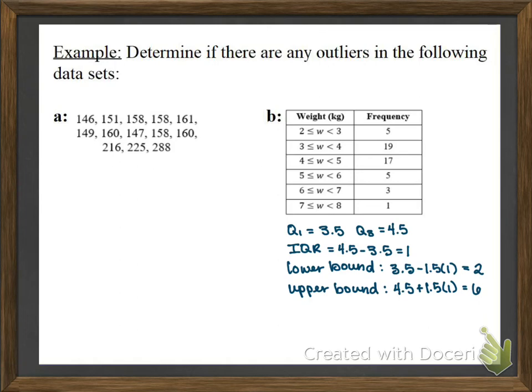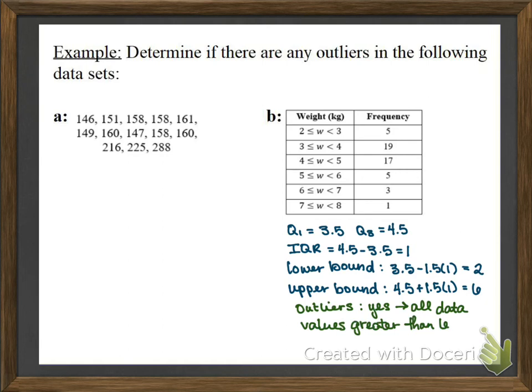If we look at our table, we have 3 data values between 6 and 7. Now here's the catch with that column. We don't know what those values actually are. So if all 3 of those are 6, they're not outliers. But if they're anything larger than 6, then they are outliers. But we know for sure we have at least one outlier in this group because there is one data value between 7 and 8, and that is above 6. So do we have outliers? Yes, we have at least one, but we could have up to 4.